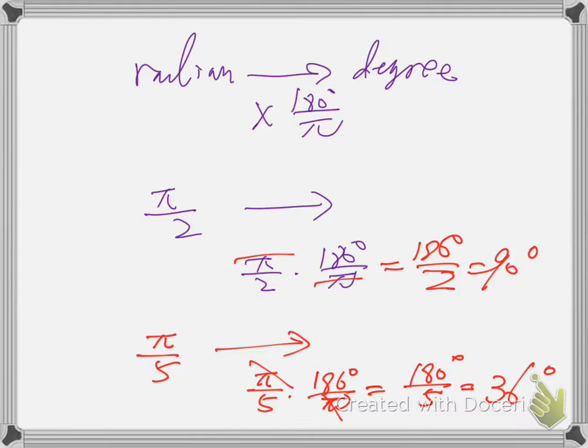You want degree, 180 degree on top. You want radian measure, pi on top. Okay, pi on top. So that's the two measures for the angles. Okay, so now let's talk about reference angle.